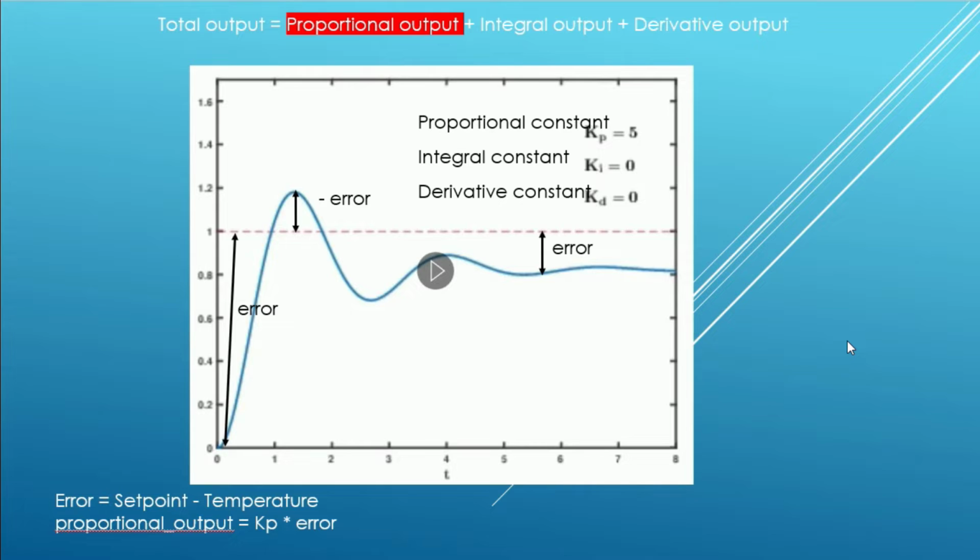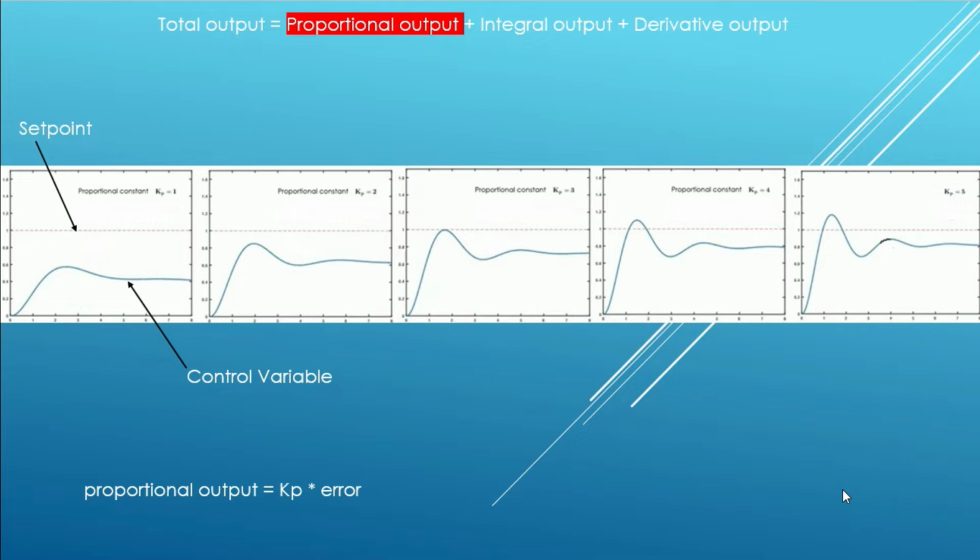So first we must determine how much the proportional control will influence the total control output. This is done by establishing a proportional constant. The proportional control output is defined as the error multiplied by the proportional constant. As you can see, the control variable gets closer to the set point as the proportional constant is increased. This is because the proportional control output, which is the heater control, is larger with larger proportional constants, thus driving the control variable closer to the set point.